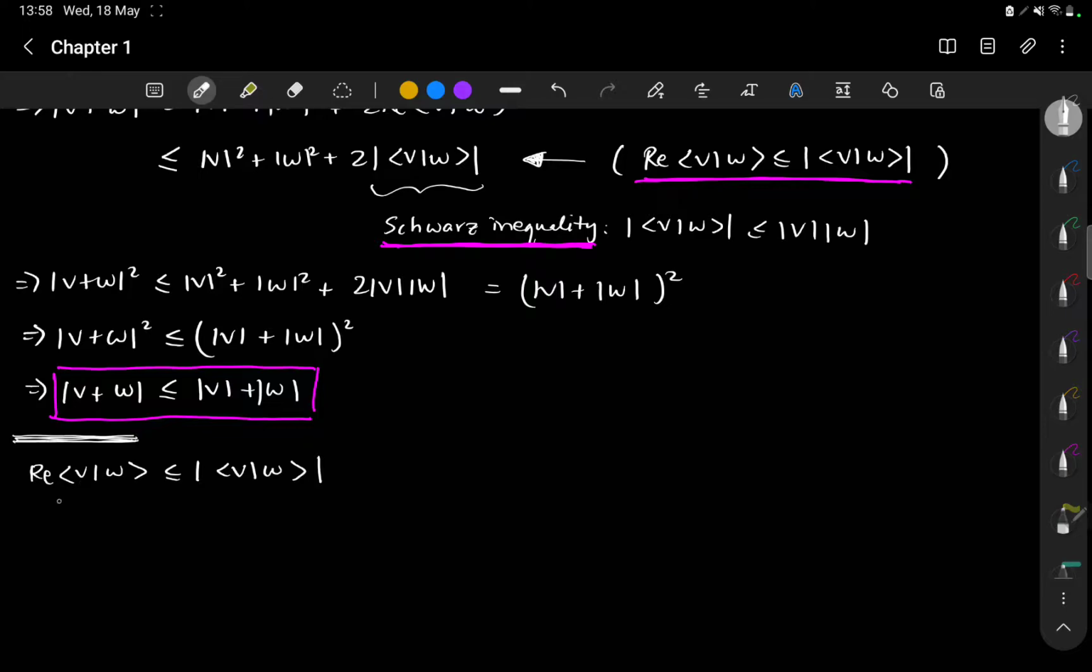Now clearly you see that the real part will be less than or equal to the magnitude. Why so? Because let us assume that this is some number z. So z can be written as some real part plus the imaginary part. We split it up into the real and imaginary parts, and then the magnitude of this z will be nothing but square root of a squared plus b squared.